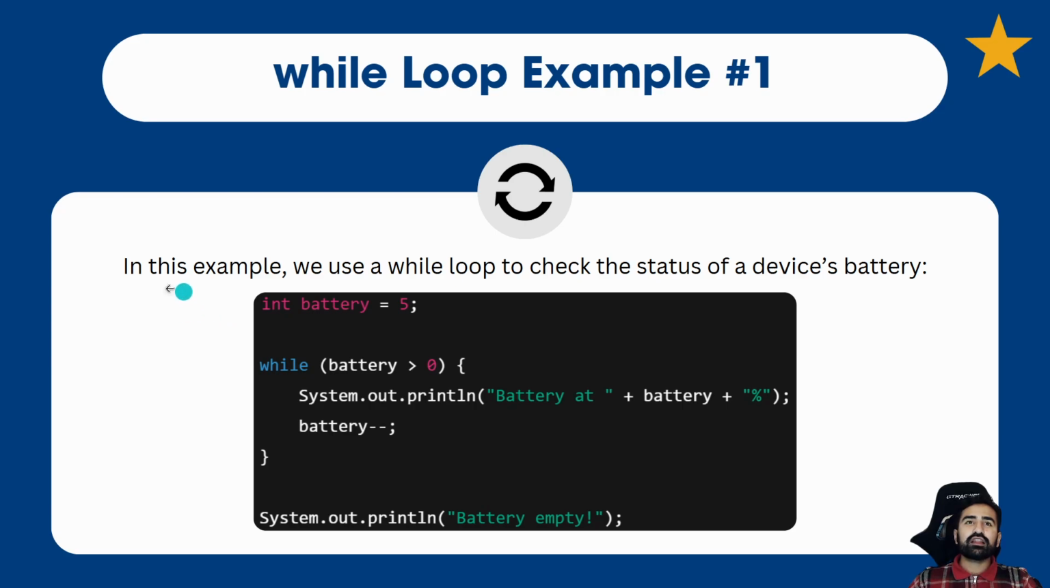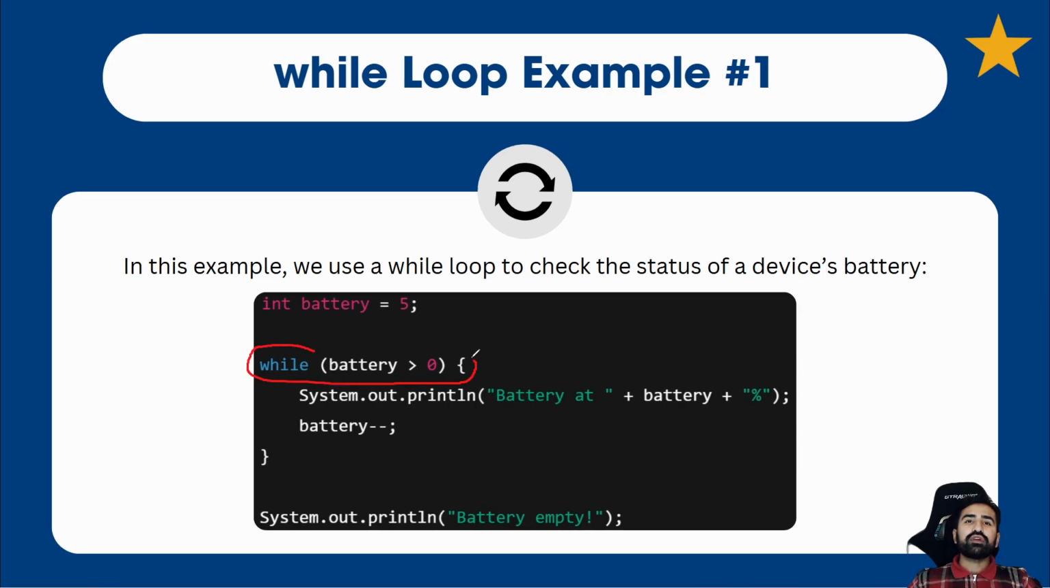So let's take a look at an example. Here we have a while loop to check the status of a device's battery. While loops are really good for polling values. Polling means you check them over and over again. So we have int battery is equal to 5, so we have 5% left on our battery. We're going to print out the battery percentage over and over again, as long as we have a battery value greater than 0. This is what this is saying.